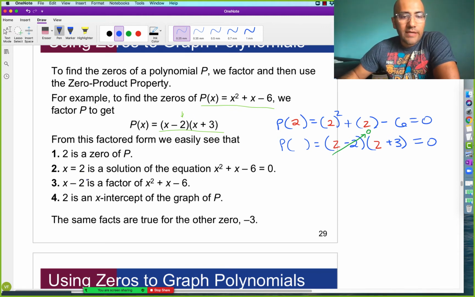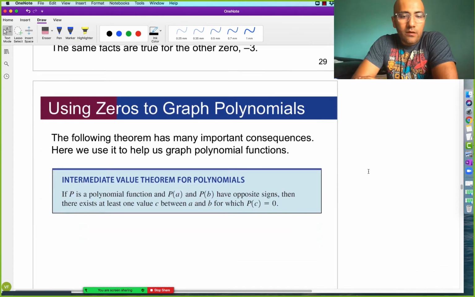Good. And so that's definition 2 over here of what is a 0. When we evaluate the polynomial at that number, the output is 0. It means that that is a 0 of the polynomial, right? So we would say 2 is a 0 of this polynomial. We would also say that negative 3 is a 0 of this polynomial. Good? Okay, so moving on.